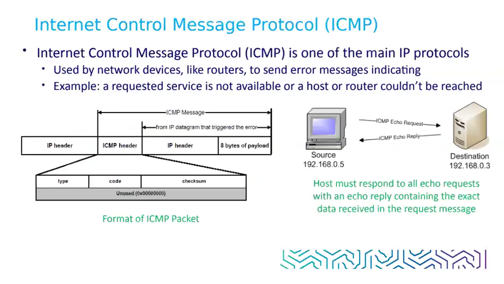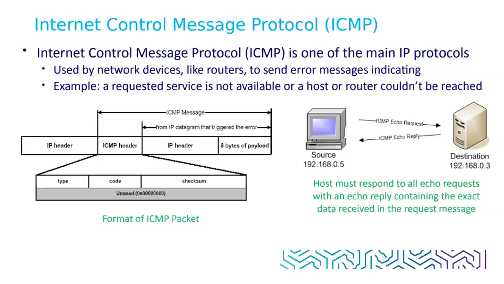Then, if you look at the Internet Control Message Protocol, it is a network layer protocol used by computers, routers, and other network devices to exchange control information, report errors, and test network connectivity. Unlike HTTP or FTP, ICMP does not transfer user data. Instead, it helps devices communicate about the status of the network. ICMP is part of the Internet Protocol Suite.